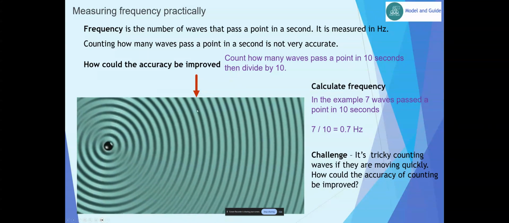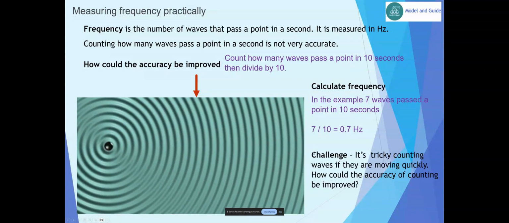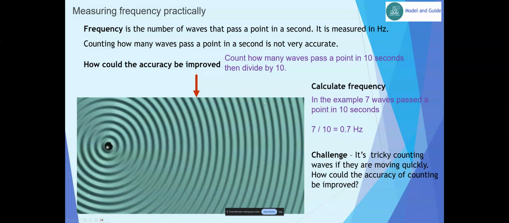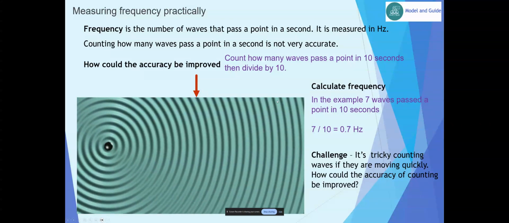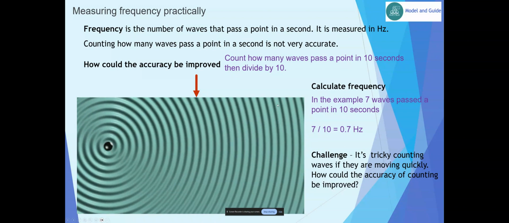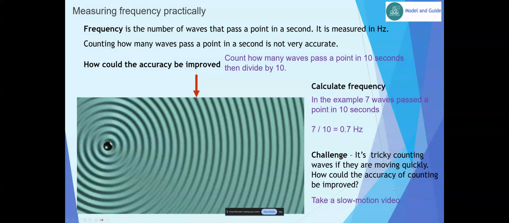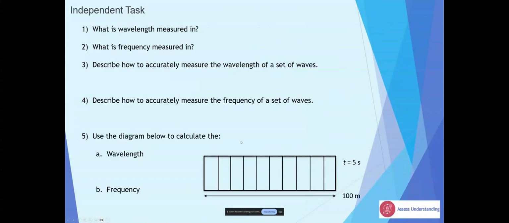Now, obviously, you can't take a photo of this because you need to count the number of waves when they're moving. But what you could do is take a video with a stopwatch in it, and then you can count how many waves pass that particular point in the 10 seconds indicated by the stopwatch that's in the video as well. You could slow that video down to make it easier to count. So let's go through these: pause the video, answer the questions, and then hear the answers.